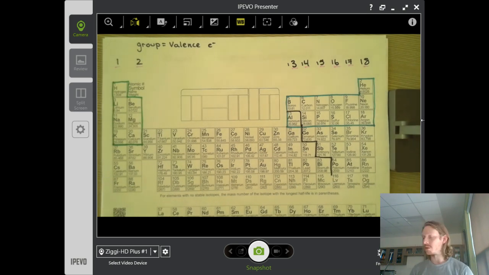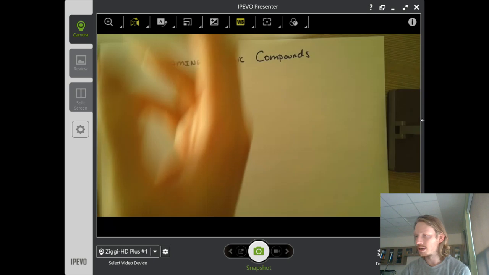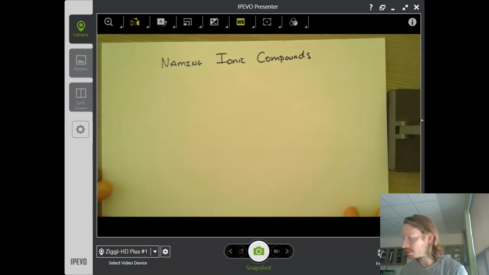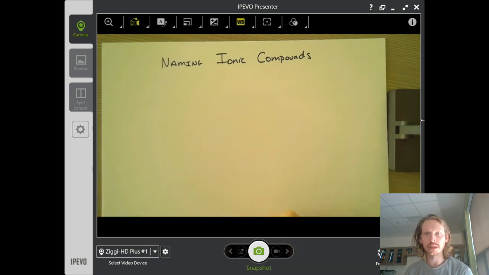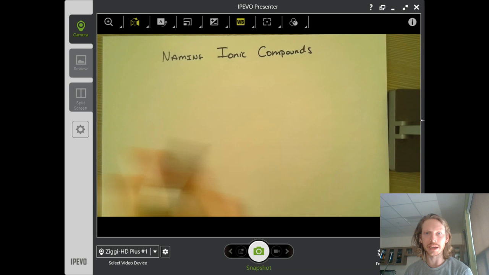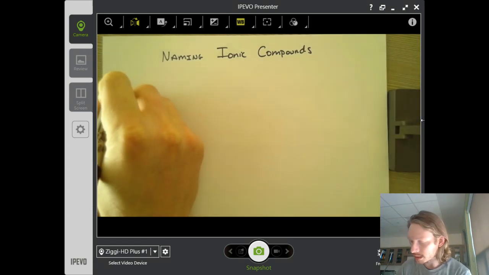So for naming ionic compounds, we're going to start with ionics. I think they're a little bit easier, not that the moleculars are very difficult. They're just maybe one more step. I'm going to give you a few examples, and then we're going to try to build a pattern to see how we can name all of them. Okay, so let's start with something like LiCl.